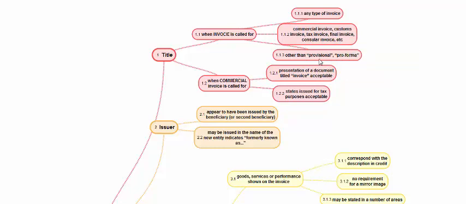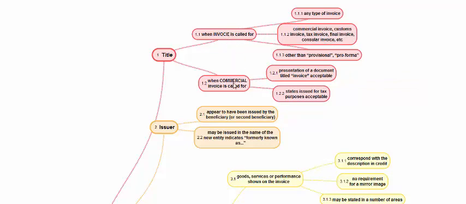It should not be called provisional, pro forma, or something similar to that. It should not be titled in a fashion that it is something prior to issuance of the actual, that it is a sample or indicative. That reference should not be there, and any other title of the invoice is acceptable when invoice is called for.